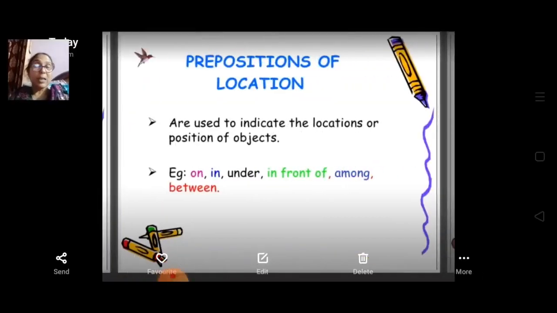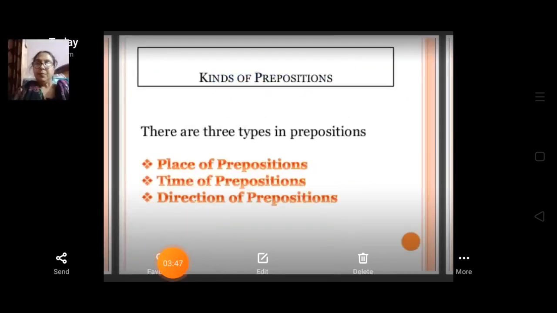Now we are going to study the types of preposition and what things prepositions can show. So let's start. Before starting the first kind of preposition, I would like to tell you that there are three types of prepositions. First is preposition of place, the preposition which can show the place where the noun or pronoun is. Second is preposition of time, and third is preposition of direction. So these three types we are going to discuss in this video.